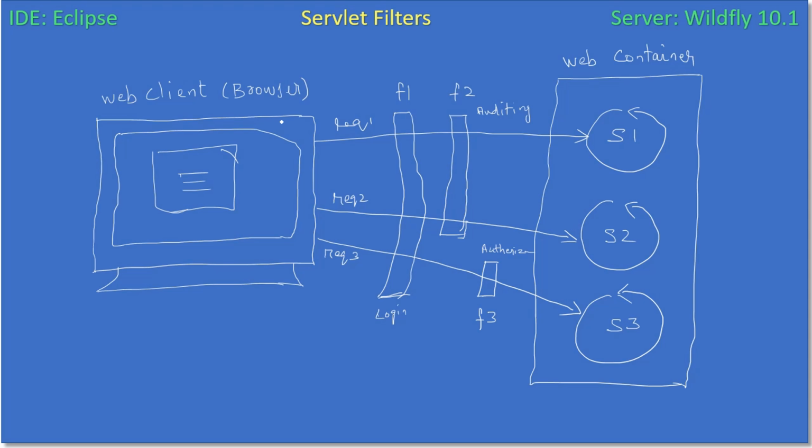Unlike events, the filters are specific to a servlet, which means you can use a filter for more than one servlet also. But if you want a filter for a single servlet, then you can write a filter and hook that to S3. So what I mean to say here is, a filter you can hook to a servlet or you can revoke, but events are for all the servlets.